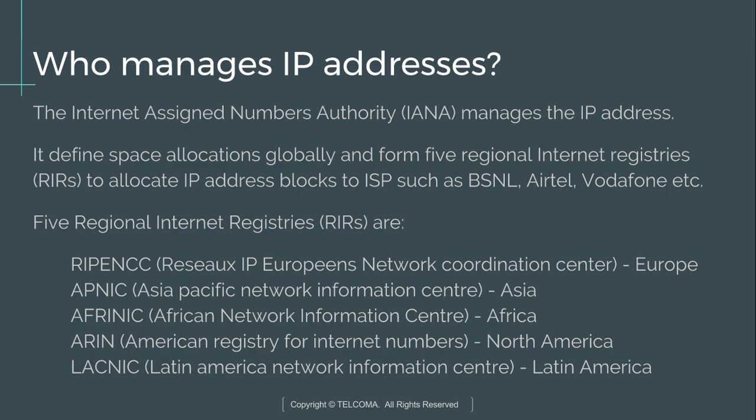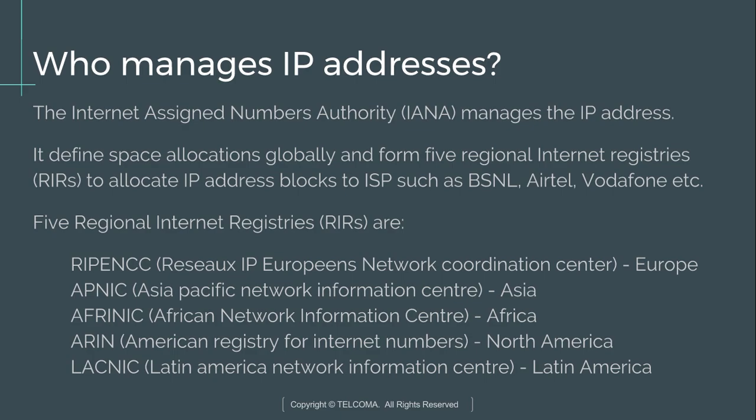So the 5 regional internet registries are RIPE NCC, Réseaux IP Européens Network Coordination Center, that manages the IP addresses in a particular area of Europe. Next is APNIC, that is Asia Pacific Network Information Center, which manages the IP addresses in the part of Asia, Australia, New Zealand and the other neighboring countries.